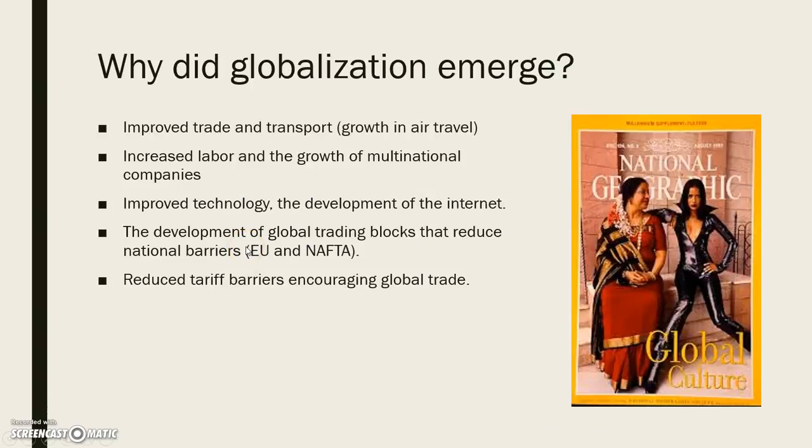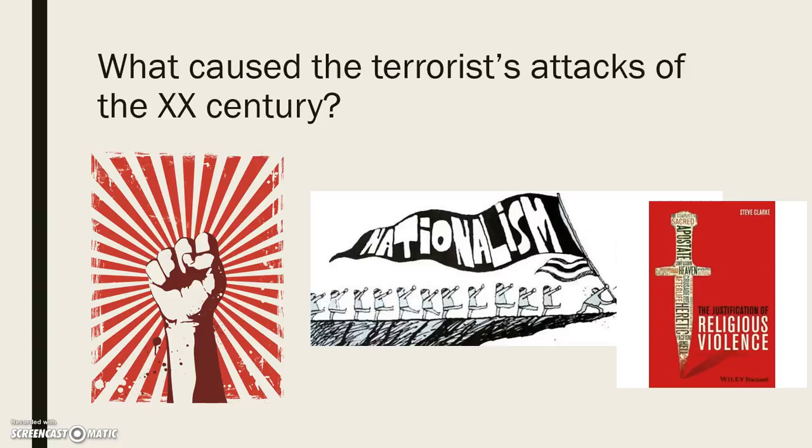Why did globalization emerge? Because of improved trade and transport, increased labor and the growth of multinational companies, improved technology, the development of the internet, the development of global trading blocs that reduce national borders and tariffs, such as the European Union and NAFTA. What causes the terrorist attacks of the 20th century?